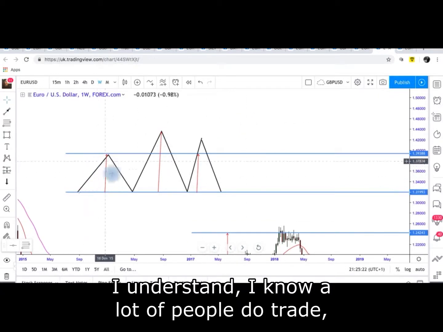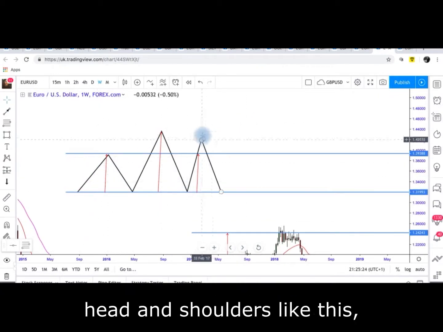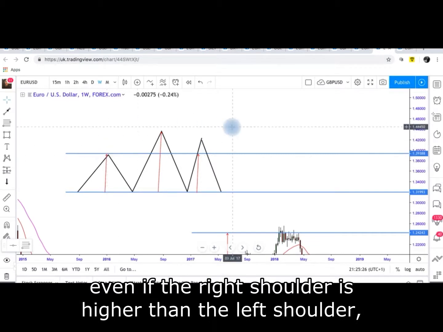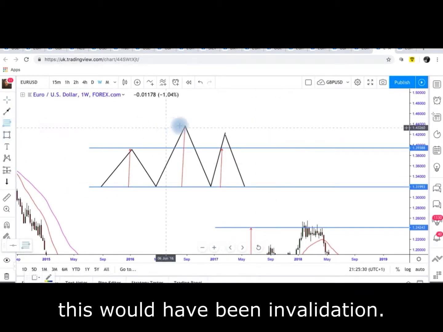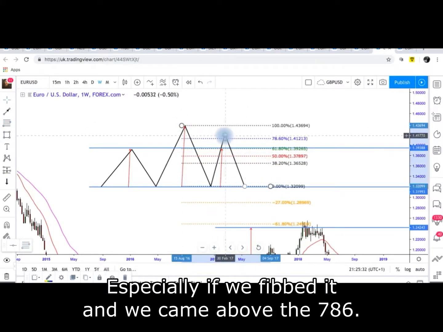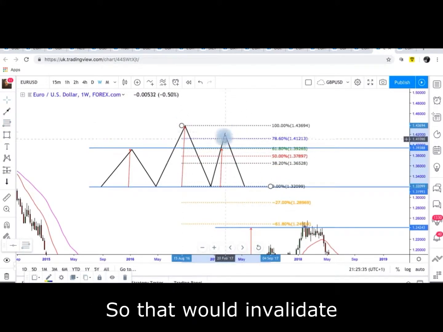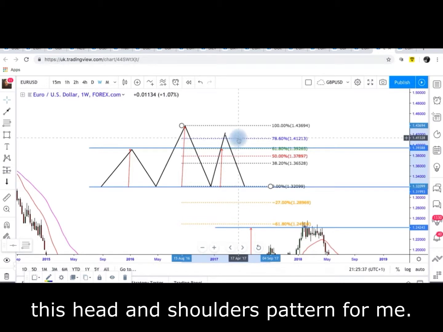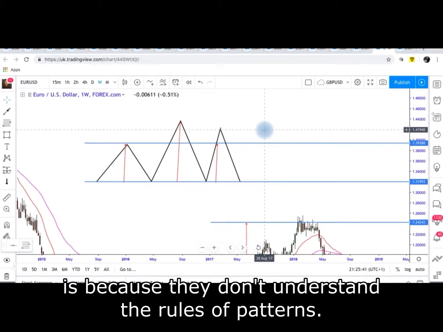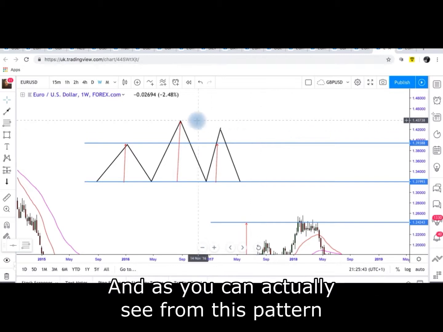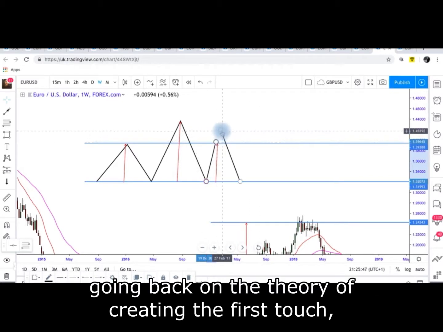I understand, I know a lot of people do trade head and shoulders like this, even if the right shoulder is higher than the left shoulder. But for me, it's not really a head and shoulders pattern. This would be an invalidation, especially if we fibbed it and we came above the 786. So that would invalidate this head and shoulders pattern for me. But I think this is why people get stopped out a lot, because they don't understand the rules of patterns.